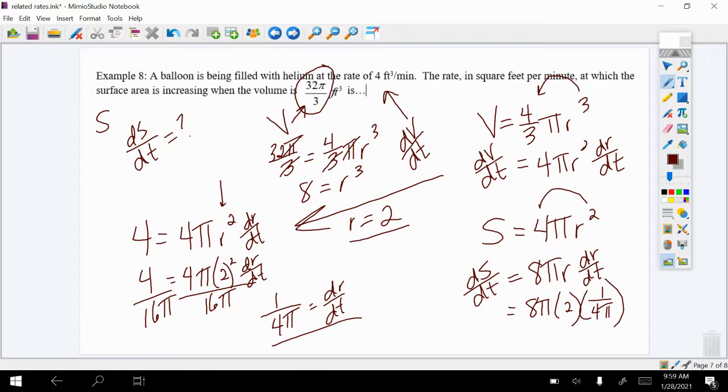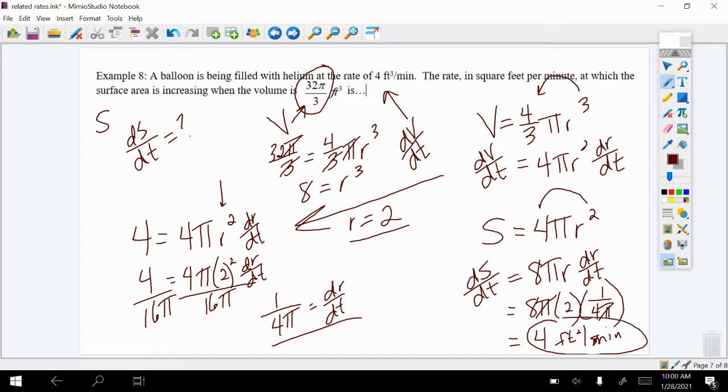We're actually getting a pretty simple answer here. My pi's are going to cancel. I'm going to end up with 8 times 2 divided by 4. So 16 divided by 4 is 4. And my unit, since it's surface area, is going to be feet squared per minute. Oh, I started writing second, sorry, per minute.